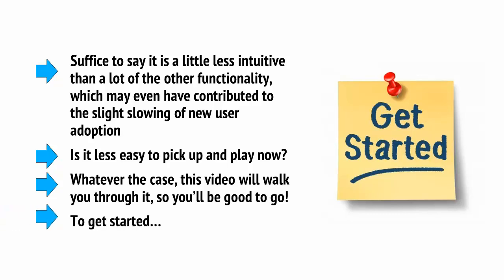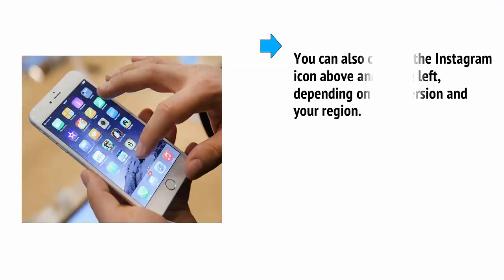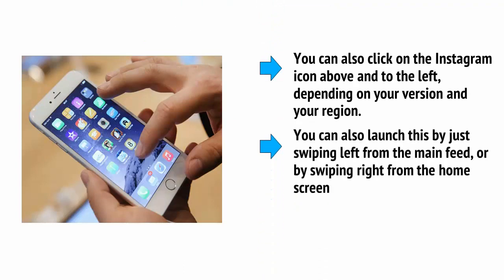To get started, first, right-click on the plus icon that is found at the top left of the home screen. This will be next to the other stories and it will say My Story next to it with your profile images. You can also click on the Instagram item above and to the left depending on your version and your region. You can also launch this by just swiping left from the main feed or by swiping right from the home screen. Like I said, not entirely intuitive.